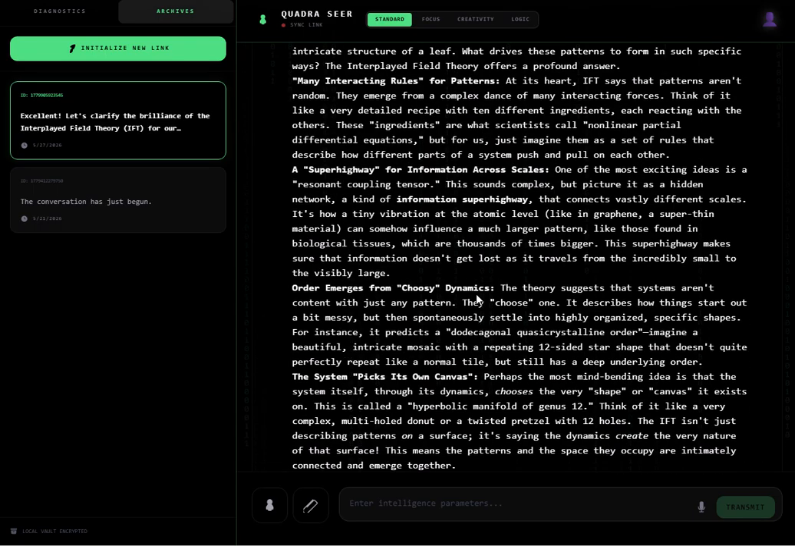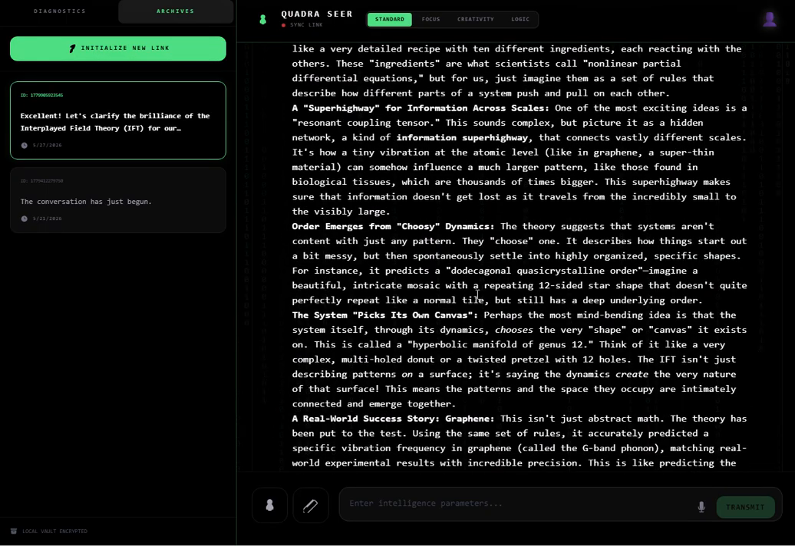1. Many interacting rules for patterns. At its heart, IFT says that patterns aren't random. They emerge from a complex dance of many interacting forces. Think of it like a very detailed recipe with 10 different ingredients, each reacting with the others. These ingredients are what scientists call nonlinear partial differential equations, but for us, just imagine them as a set of rules that describe how different parts of a system push and pull on each other.